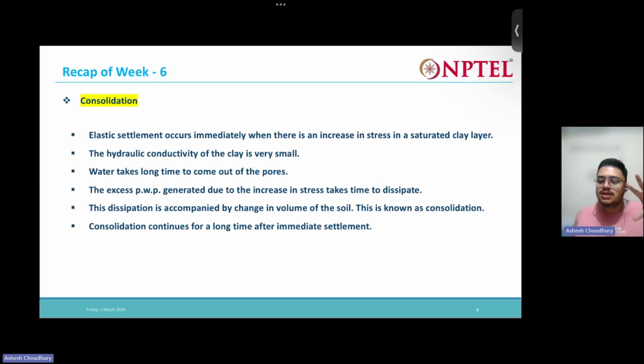In this process, the volume of the soil reduces, which means there is some settlement of the soil. Okay, and this process is known as consolidation. All right, so consolidation continues for a long time after the immediate settlement. Okay, it takes a very long time.